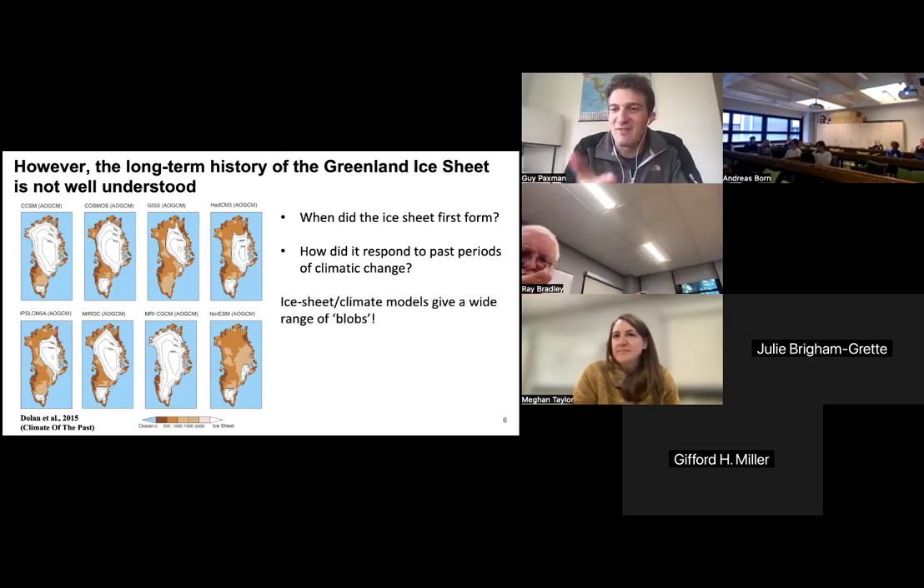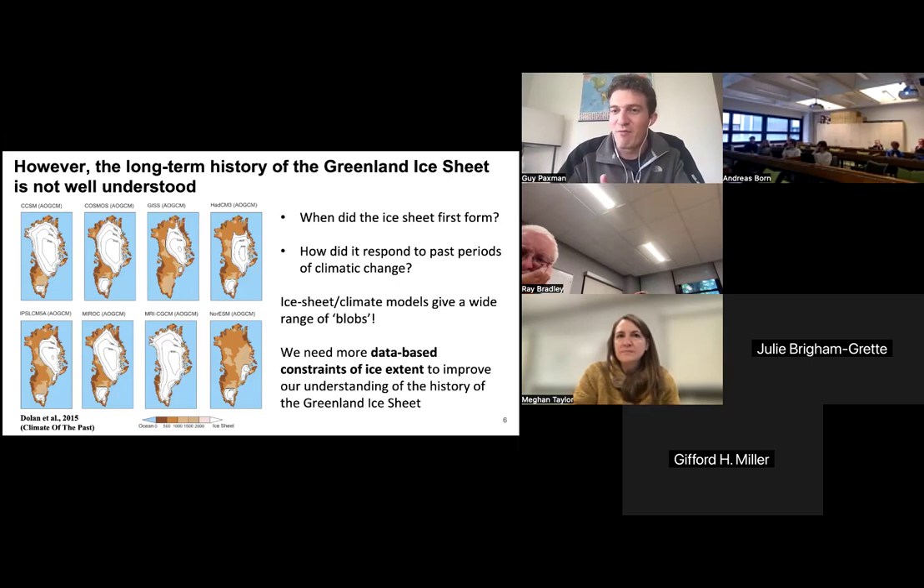And that's often manifested in this kind of challenge where you see, this is a few years ago now, this figure, but you see different ice sheet climate models producing quite a wide range of different ice blobs here on Greenland. These are all for the same time period, and you can see the model spread there between different ice sheet climate models.